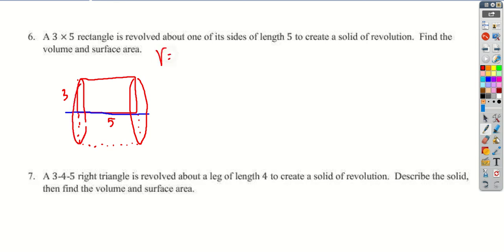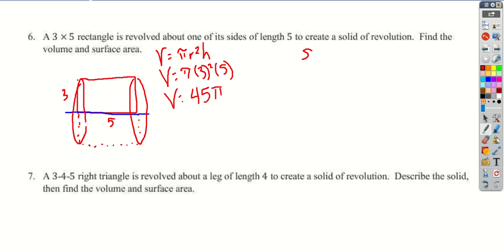So volume of a cylinder is pi r squared h. Remember, the r is the side that moves, so that's 3. So 3 squared, and then times the height, which is 5. So 9 times 5 is 45 pi. It doesn't say what to round to here, so we're going to leave it in terms of pi.